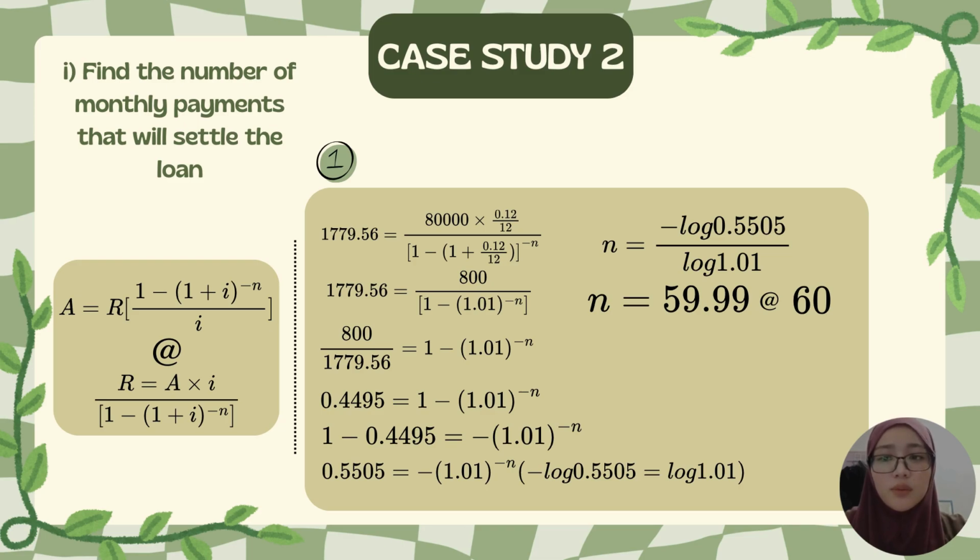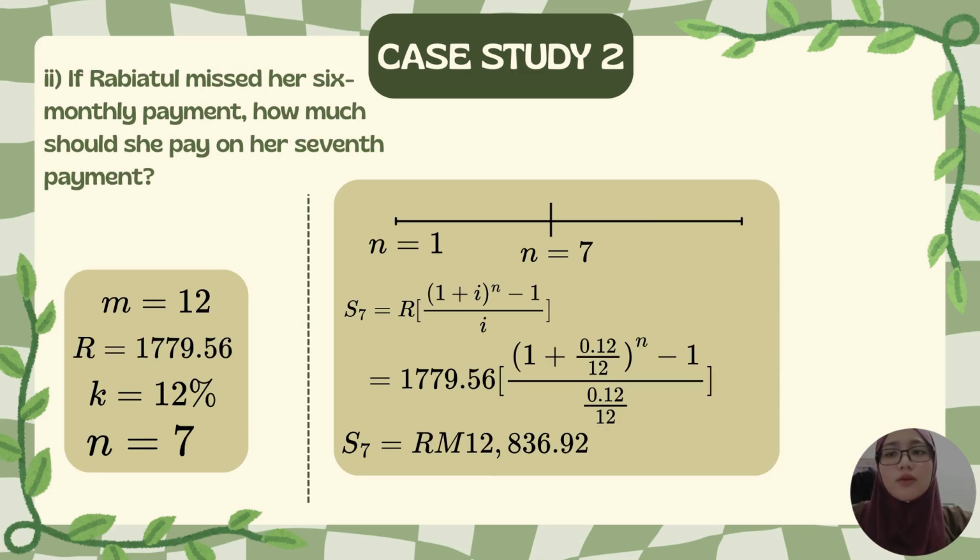At step 7, we are going to transfer the 0.5505 to the right side, so it will be negative. After that, we are going to transfer the negative n to the left side, so it will be positive. Then, we are going to proceed with our calculation using log to get the answer. So, our final answer will be n equals 59.9908, or roughly 60.